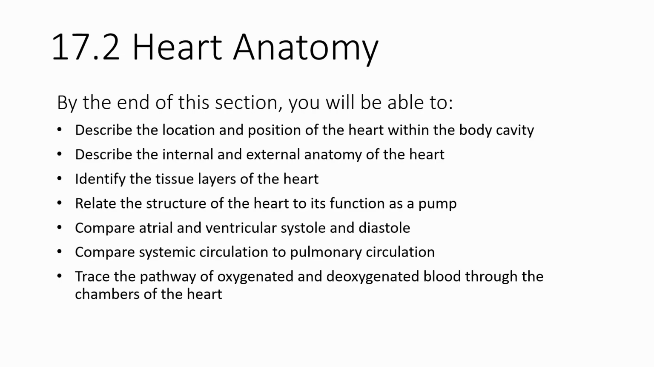We'll look at atrial and ventricular systole and diastole and systemic circulation to pulmonary circulation, kind of look at those two pathways, and then look at the pathway of oxygenated and deoxygenated blood through the chambers of the heart. And we'll even take a peek at some cases of when this doesn't develop properly and how that affects the oxygenation of blood.